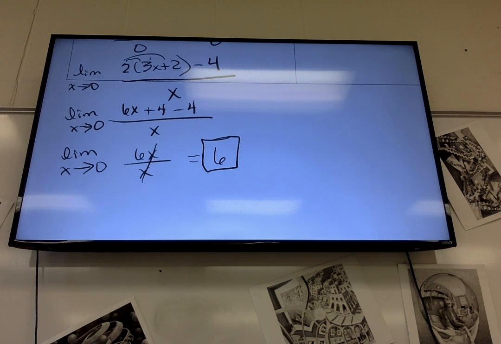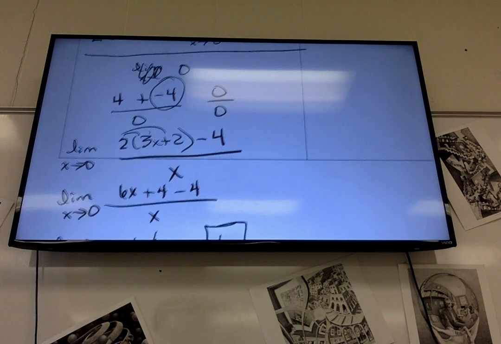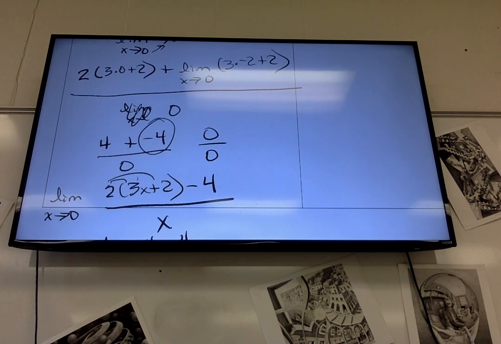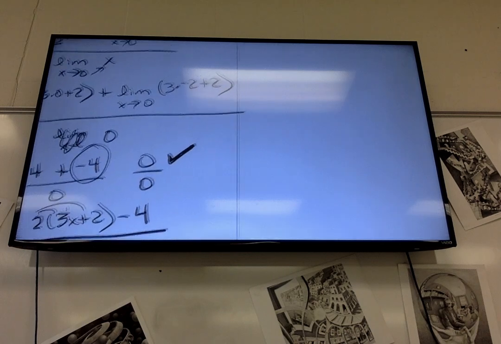Because we finally were able to get an answer, this means that if you start plugging it in at first and get 0 over 0, you have to keep going. It's not that you're getting a different answer, it just means you can't do it that way, because that is an indeterminate answer. It doesn't tell us anything.